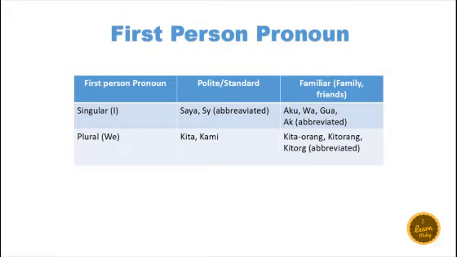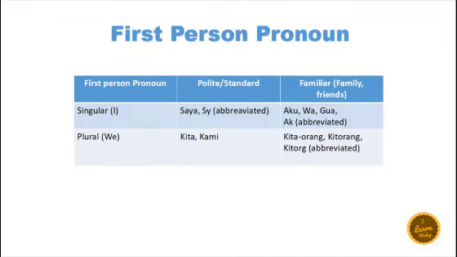Next, the first person pronoun plural on the second row, for we, is translated to kita or kami, and in some languages it is specified how many people can use kita or kami. In Malay language, you can use this starting from two or more. For familiar situations between family and friends, for myself, we normally use kita orang, and we abbreviate it to kitorang by shortening the word orang.